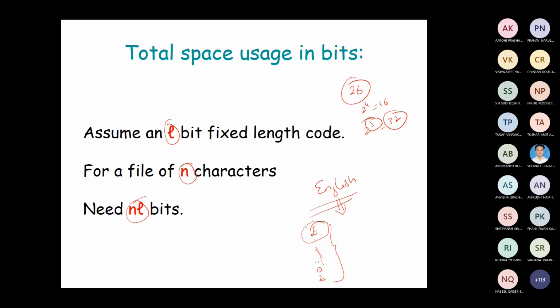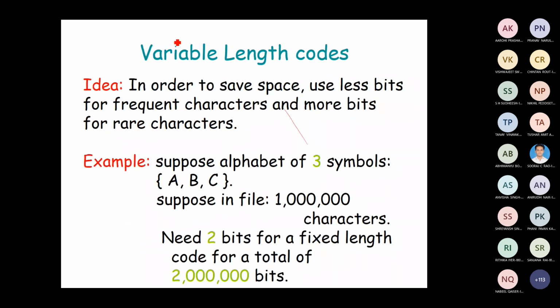In order to overcome this problem, we use another code, the variable length code. What does a variable length code provide? In order to save space, we use fewer bits for the frequent characters and more bits for the rare characters.